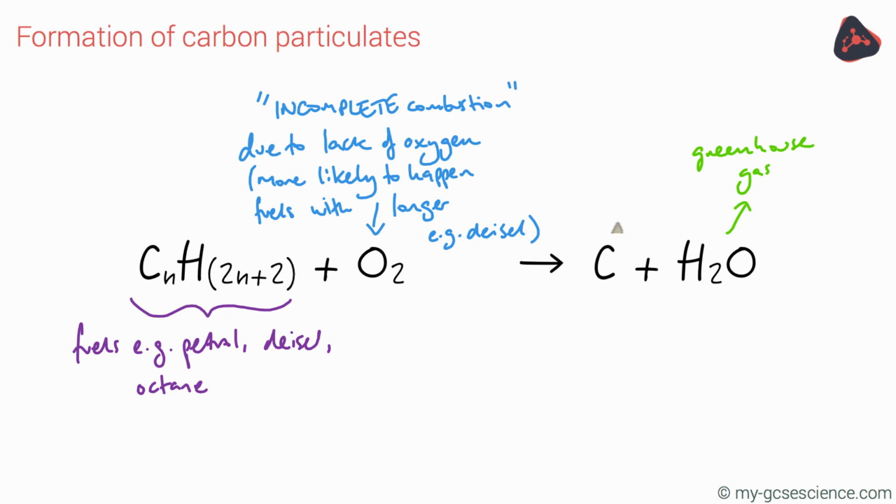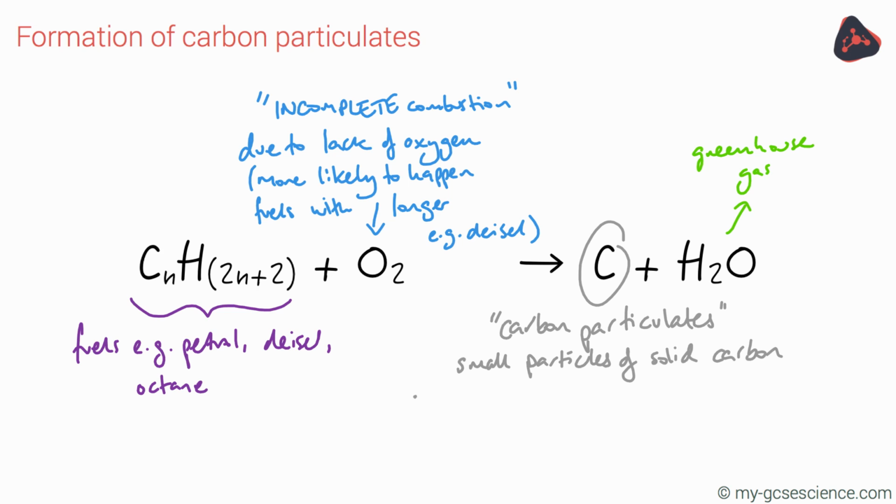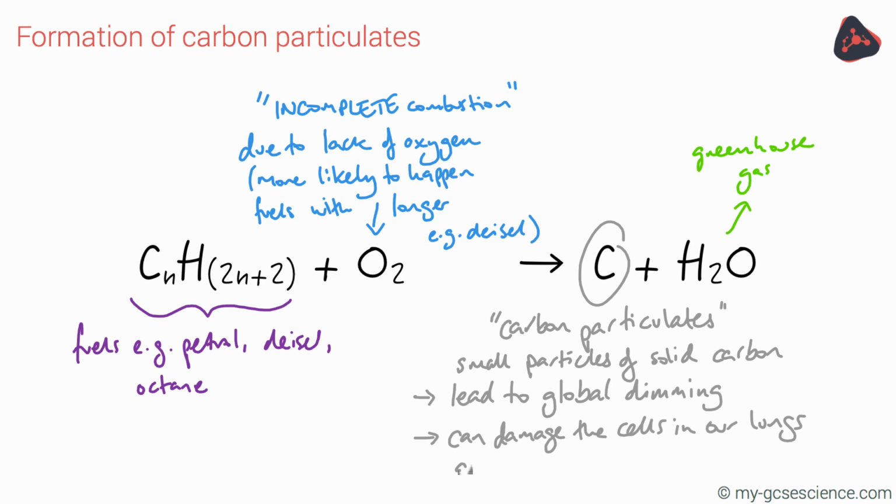Another pollutant that can also be produced from incomplete combustion are carbon particulates, which are small particles of solid carbon. Sometimes this is referred to as soot. The presence of these small particles of carbon in the air can lead to something called global dimming, which is when the carbon particles in the atmosphere actually reflect some of the sunlight back out into space and therefore don't allow it all in. While this doesn't have significant impacts on things like global warming, it can have an impact on the production of plants because it will reduce the amount of light available for photosynthesis. Also, carbon particulates can damage the cells in our lungs and even cause cancer.